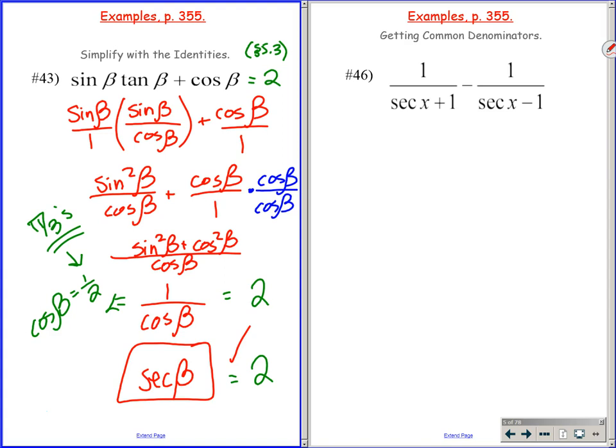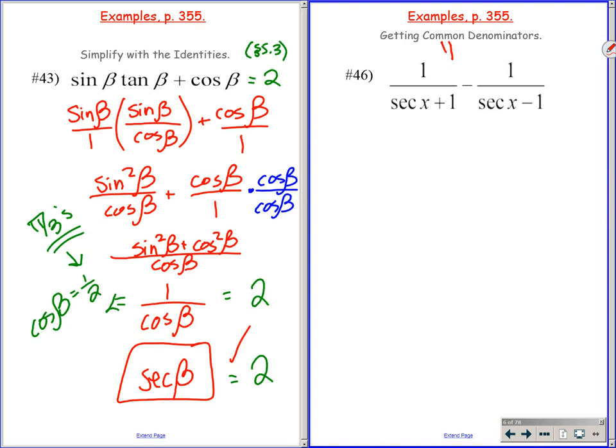So, what do you guys think the directions are here? Factor. Simplify. Maybe. Because sometimes it does. Sometimes it does give you a few hints. It's going to tell you exactly how to simplify.